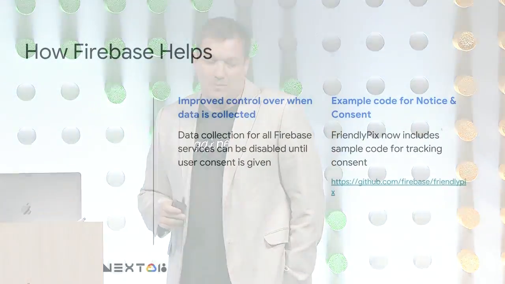Two, you need to make sure that you're recording consent in a way that you can prove it. So if a regulator comes to you down the road and says, do you have consent for user X, you should be able to prove that on your backend. So how can Firebase help?